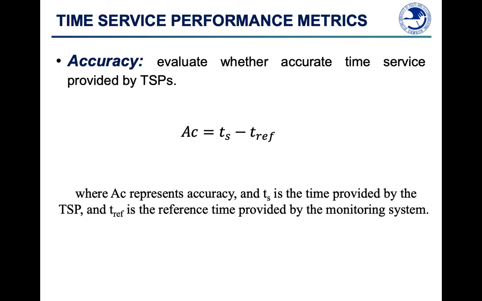Accuracy represents how accurate the time service provided by the time service provider is. We compare the time provided by the time service with the reference time provided by the monitoring system to evaluate accuracy. The formula is as follows. What's more, in this paper, we use the dataset processed by the anomaly detection algorithm to calculate the stability and accuracy. We also apply the mean value to represent the value of accuracy.